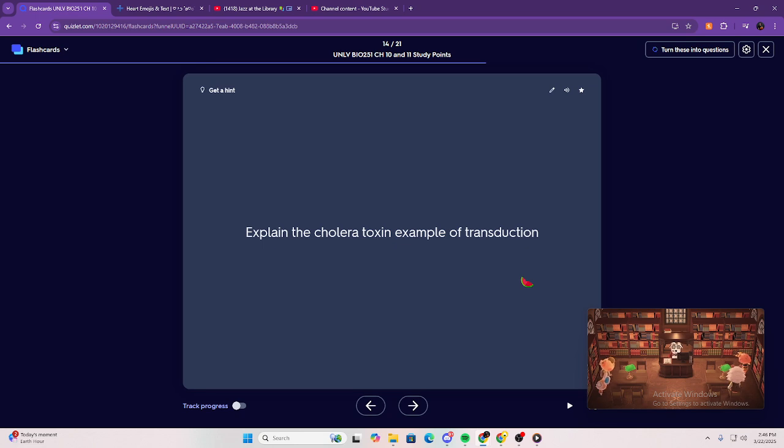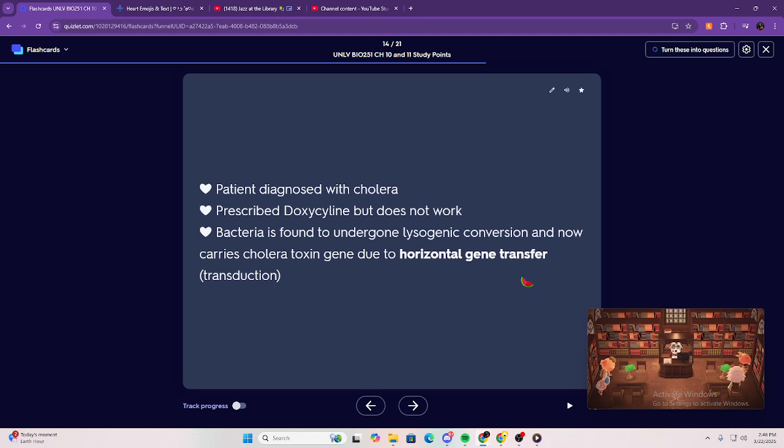Explain the cholera toxin example of transduction. Basically, a patient is diagnosed with cholera and is prescribed doxycycline, but it does not work. The reason it did not work is that the cholera bacteria was found to have undergone lysogenic conversion. And now it carries the cholera toxin gene due to horizontal gene transfer, and that is specifically transduction. Remember, because like I said, we're getting that bacteriophage and we're injecting viral DNA into bacteria cells.